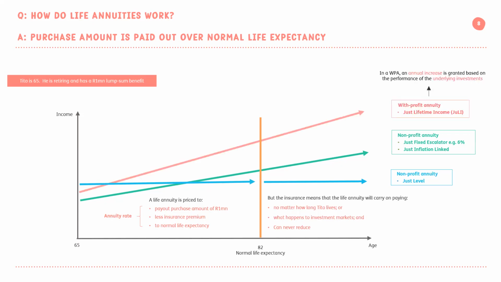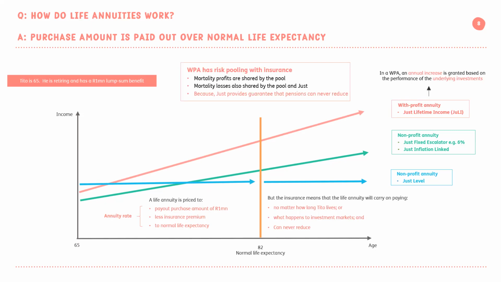by a fixed percentage. And then the flagship product that I'm going to speak to you about now is our Just Lifetime Income with Profit annuity, which in general you'll find will have a higher starting income than the fixed escalation annuity, but the increases are not guaranteed. And that's what I want to speak to you about now.